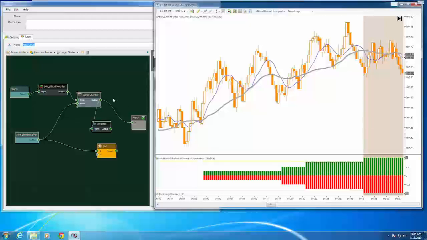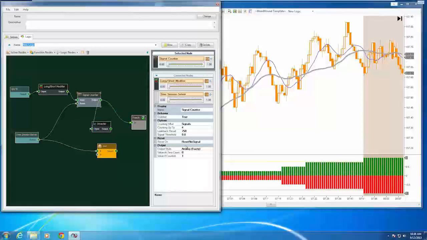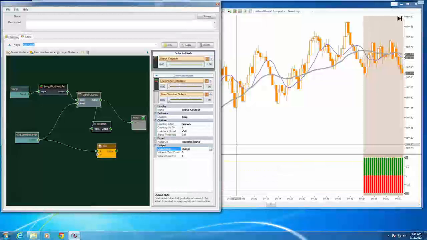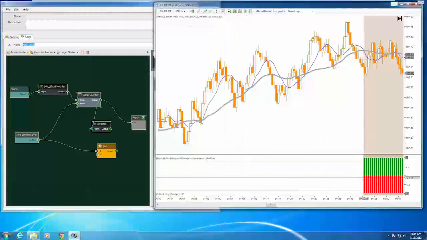I'm going to switch over here. The way we're going to do that is, if you look on the signal counter, we have an output style that we can change. We can change it to digital. Right now it's what we call fuzzy, so it gives us a graduated increase every time a new count is added to the counter. That's great for seeing what the counter is seeing, but it won't work for our purposes. So I'm going to switch this to digital. And it has to go and choose some numbers. There we go, and you can see we now have more of the effect we want.